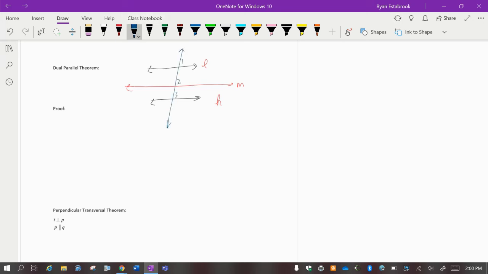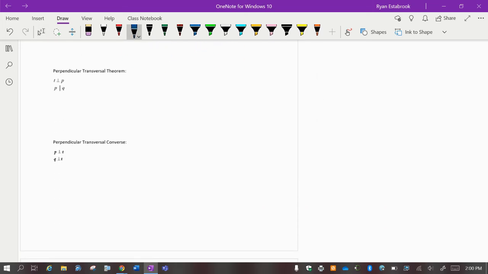1, 2, and 3. If M and K are parallel to each other, that means measure of 2 equals measure of 3. If L and M are parallel to each other, it means measure of 1 equals measure of 2. So then through a transitive property, the measure of 1 equals measure of 3. And because these corresponding angles are equal, it means that those lines are parallel to each other.